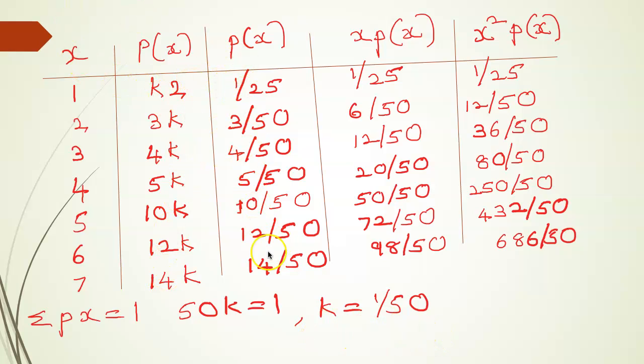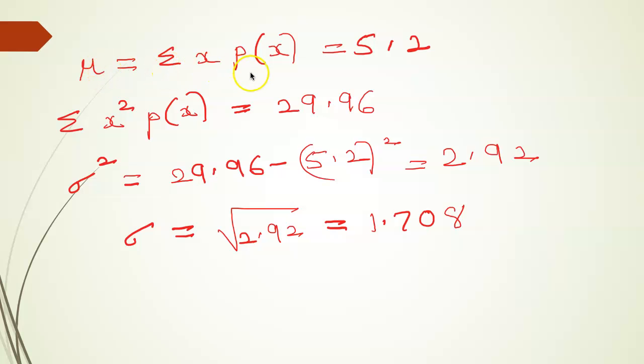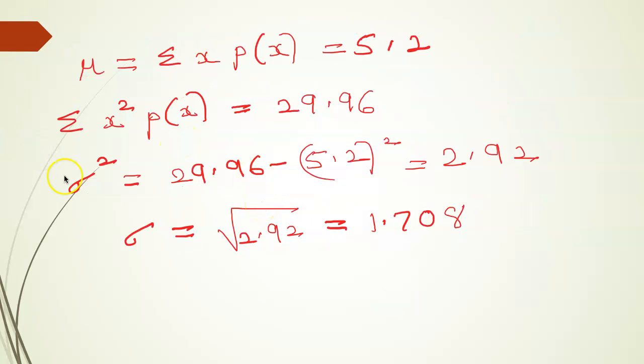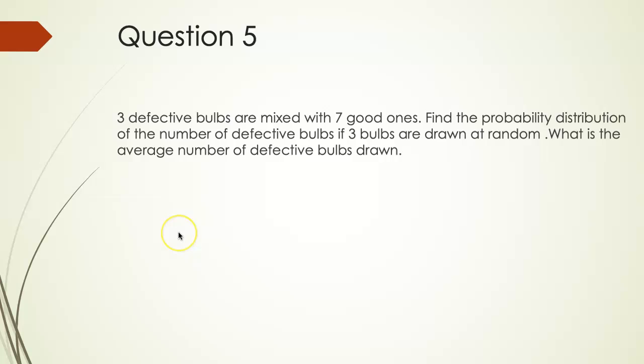Substituting for k, we get a new column for px. So I calculate x px and x squared px. And your mean will be summation x px. If I add all this, I get 5.2. Summation x squared px is 29.96. So variance is summation x squared px minus mu the whole squared, which is 2.92. Now standard deviation is the square root of variance. So it is square root of 2.92, which is 1.708. So we need to remember that standard deviation is the square root of variance.